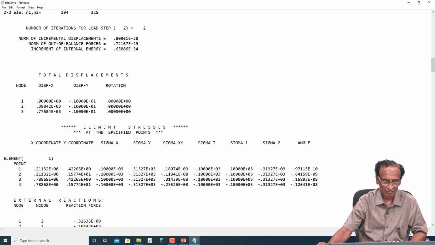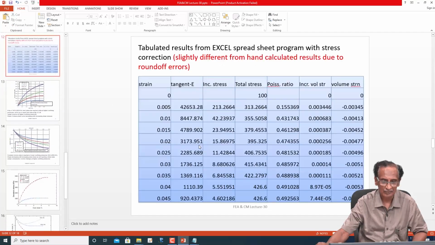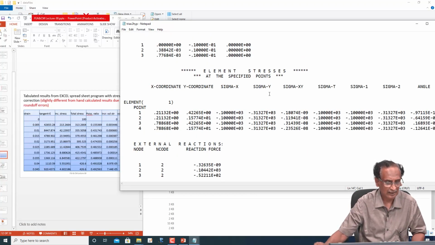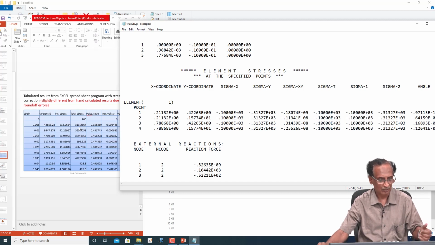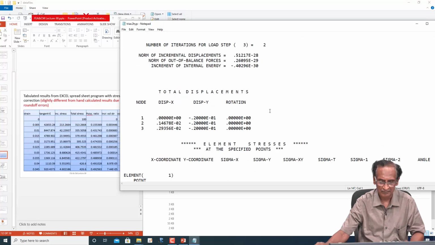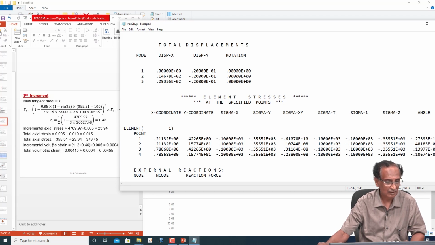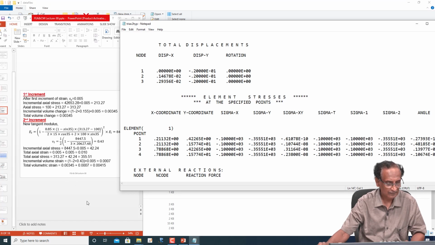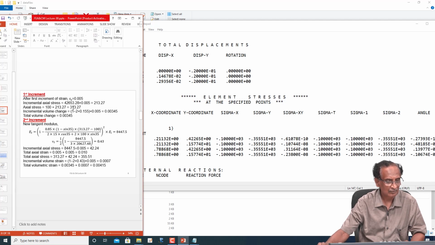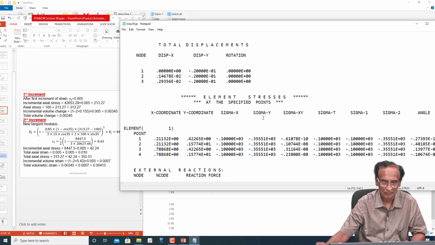our sigma x and sigma theta are remaining constant at 100. Sigma y has increased to 313.27. Let me just pop up. So, if you see this, at the end of the first step this is 313.27, and that is what we got from the Excel program and also the hand calculations. Then in the second step, sigma y is 355, and that is what we got even by the hand calculations. So in the hand calculation also we got the stress of 355, and that is what we got with the finite element analysis.